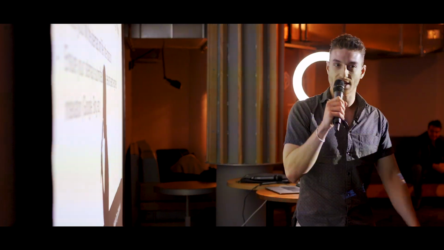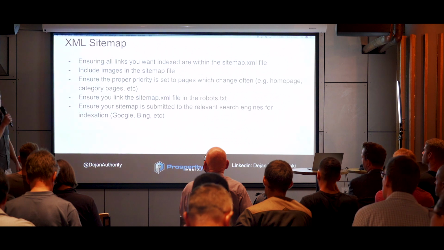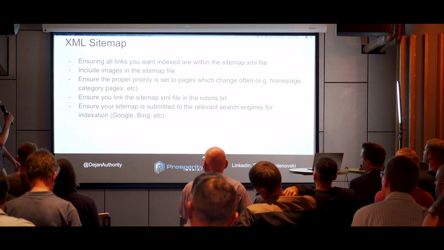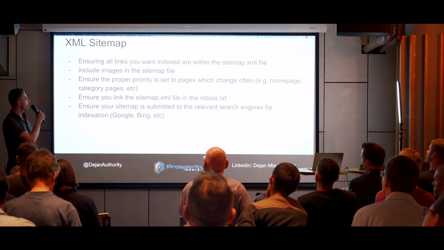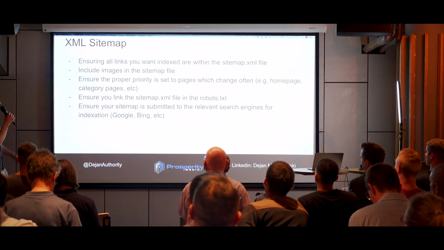All right, on-site SEO optimization, XML sitemap. We want all the links indexed within the sitemap XML file, include images in the sitemap, and ensure proper priority is set on the pages, often homepage, category pages, etc. This is a big one.